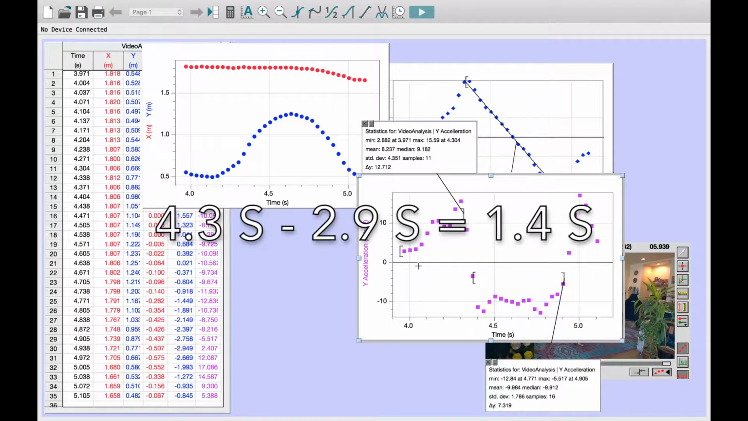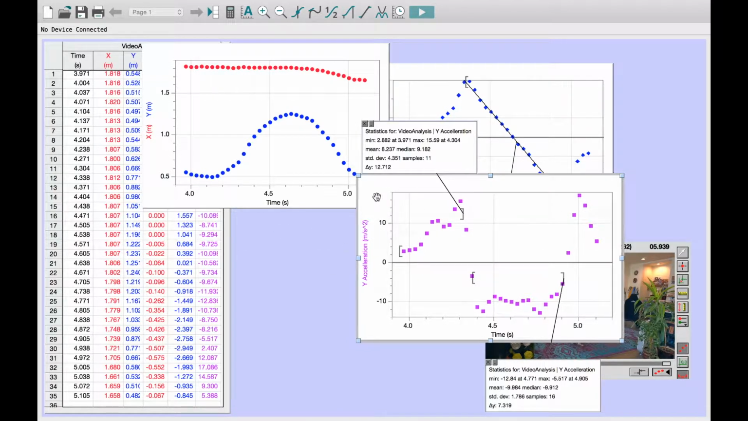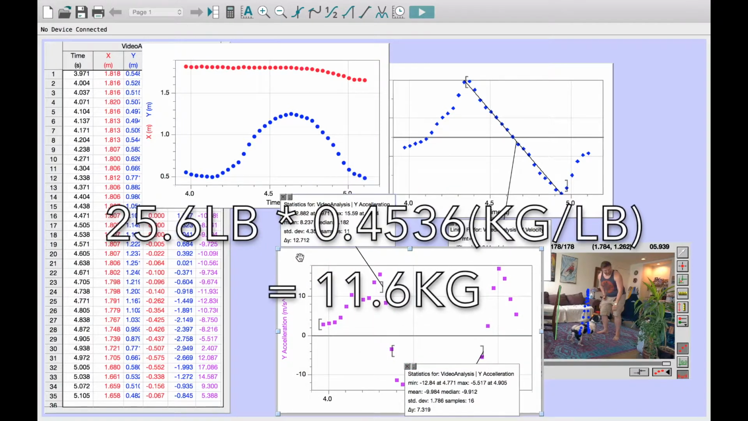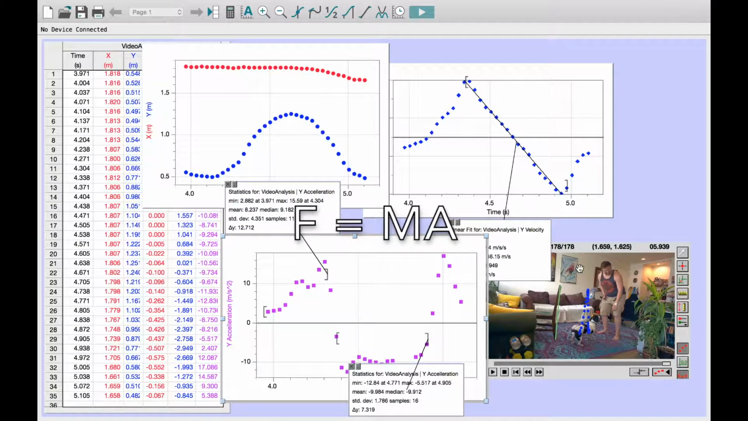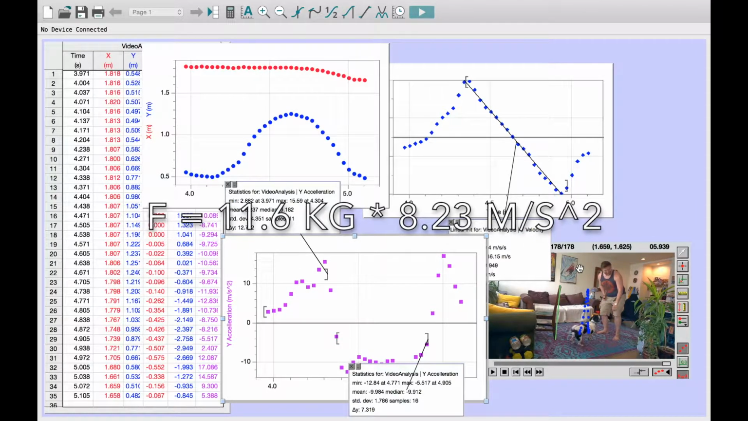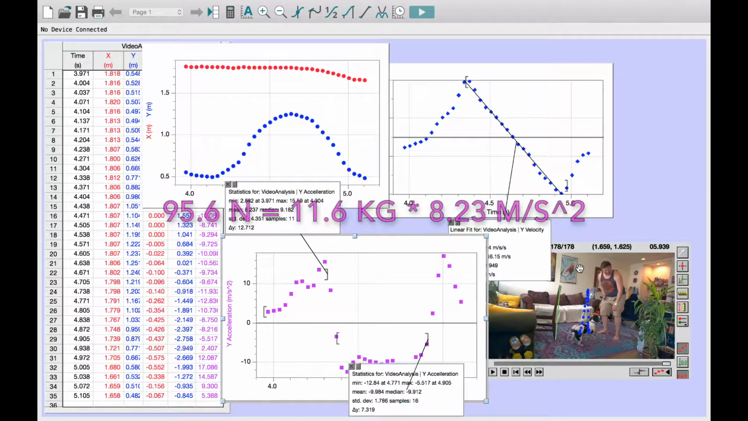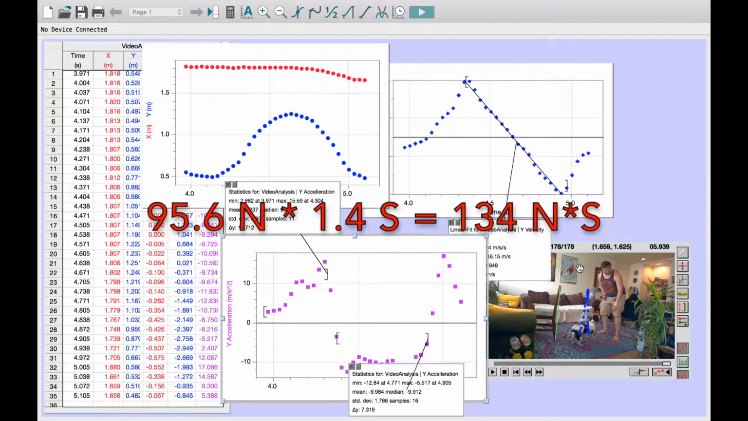In order to do our force analysis, we need to have a mass. So I took Charlie to the vet to have him weighed, and their scale read 25.6 pounds, which converts to 11.6 kilograms. Since we know F equals ma, we can calculate the total force Charlie's legs generated during this jump. M equals 11.6 kilograms, A equals 8.24 meters per second squared, and M times A is going to equal 95.6 newtons. To find his generated momentum, we can multiply this by the number of seconds the jump took, which was 1.4 seconds. This gives Charlie a total generated momentum of 134 newton seconds.